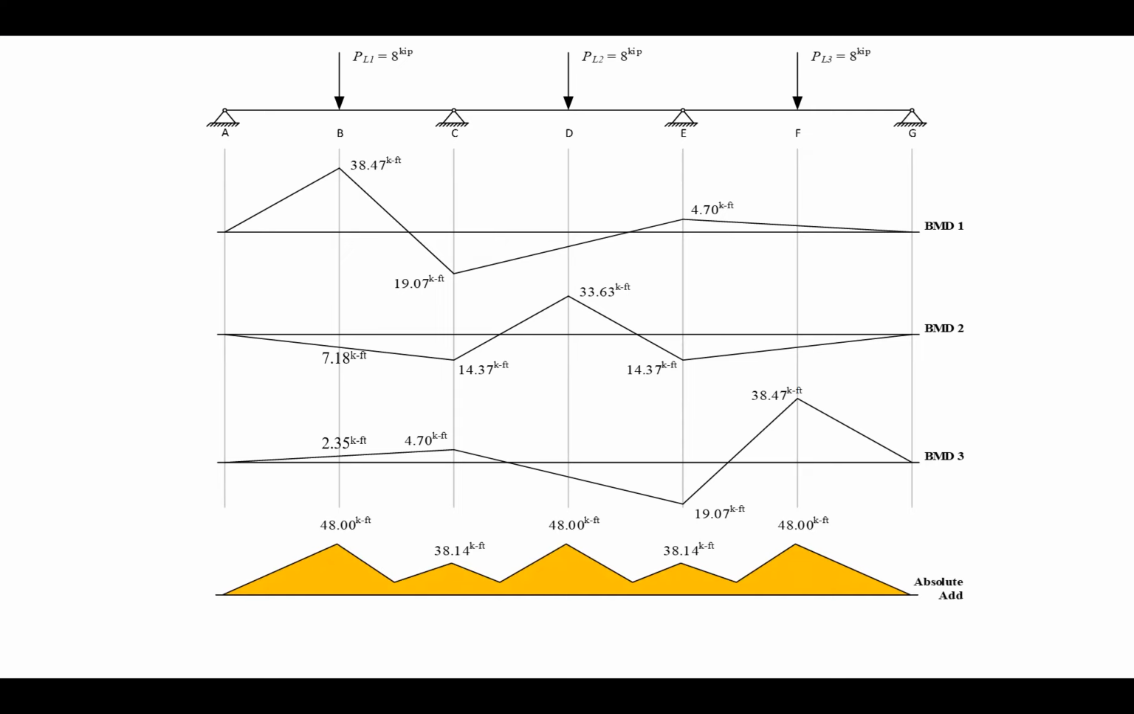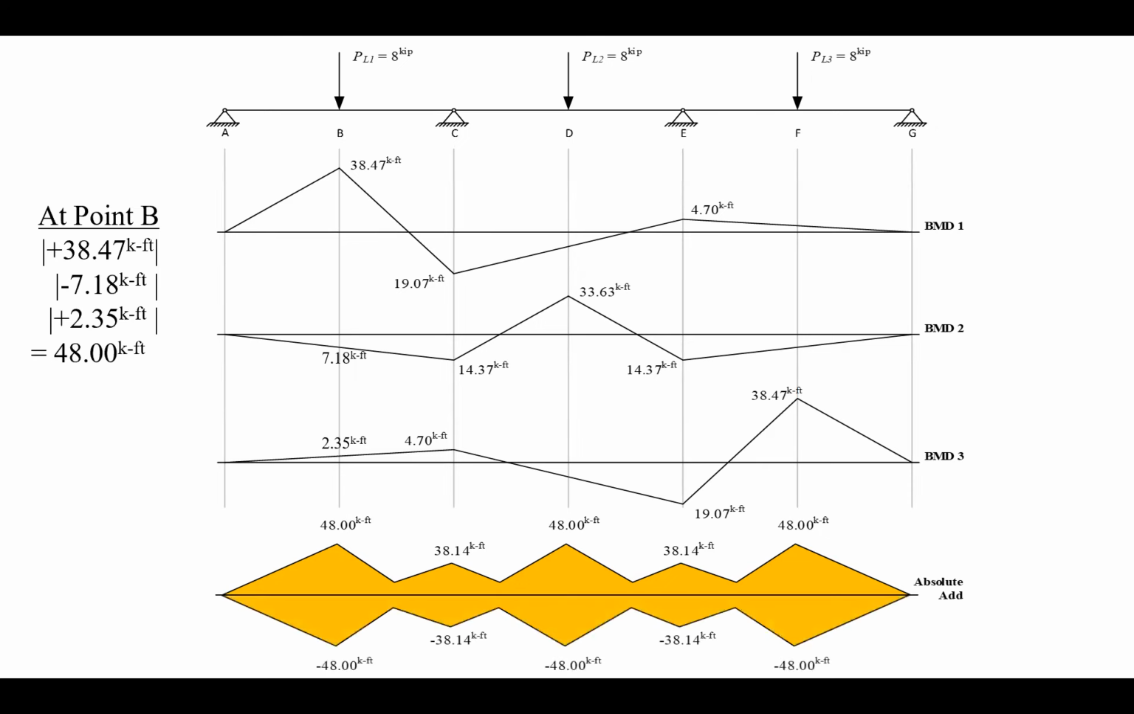So if we look at point B, for example, it's going to take the absolute value of positive 38 plus the absolute value of negative 7 plus the absolute value of positive 2, add those together and going to give us 48 kip feet. And then since we're doing absolute values, basically the negative value is just a mirror image of the positive value. And so this is similar to an envelope, but not quite. Similar to a range add, but not quite. Instead, it's adding absolute values of the quantities instead.